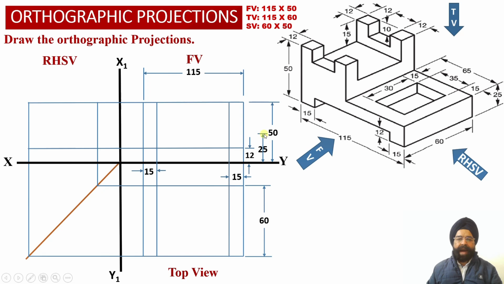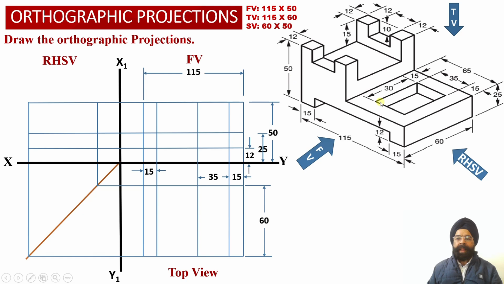So now we have marked the height of the horizontal web as 25 millimeter, and we have obtained, at a height of 25 millimeter from the base, another horizontal projector line into the front view projections, and we have extended this projector line into the right hand side view projections over here.